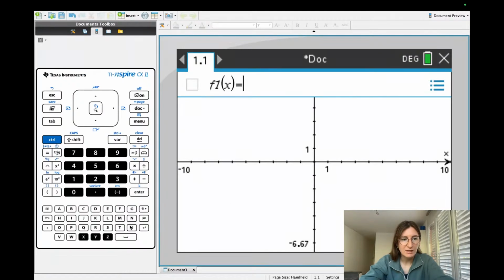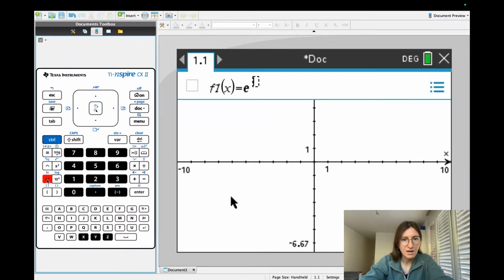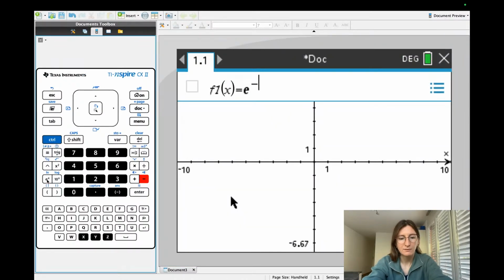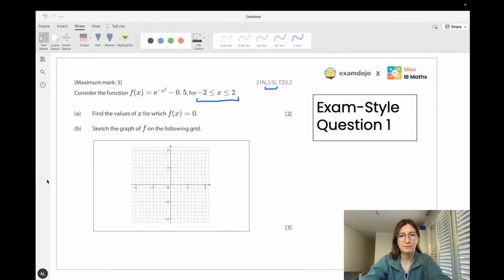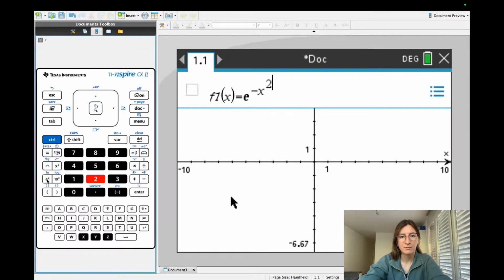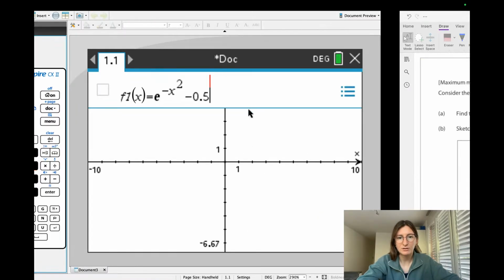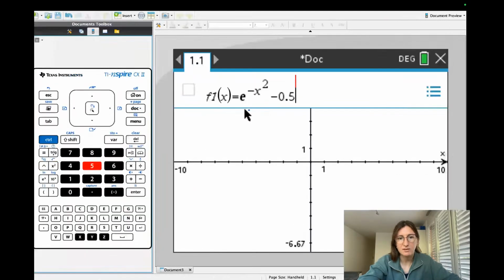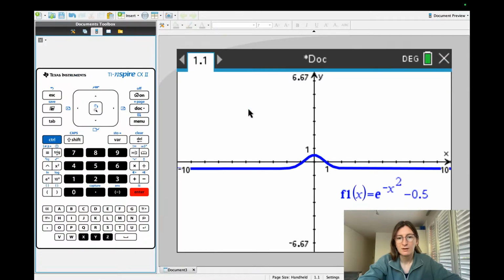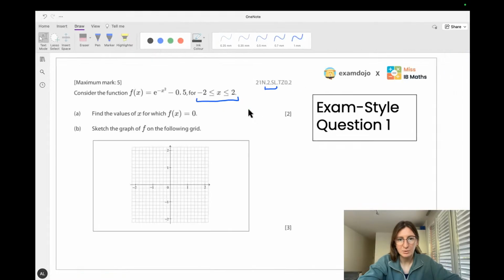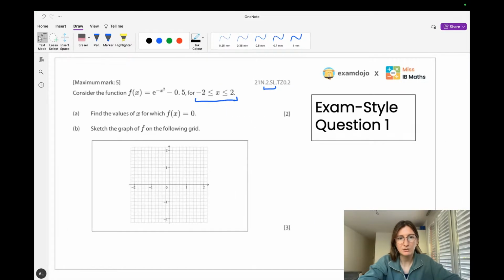So we have e, and now I need the graph of e, not just going to type e. Negative x squared minus 0.5. Be very careful when you're graphing that you are graphing the correct graph. So let's see, what is that? Okay, and I'm not going to copy that yet because they said my domain is between -2 and 2.